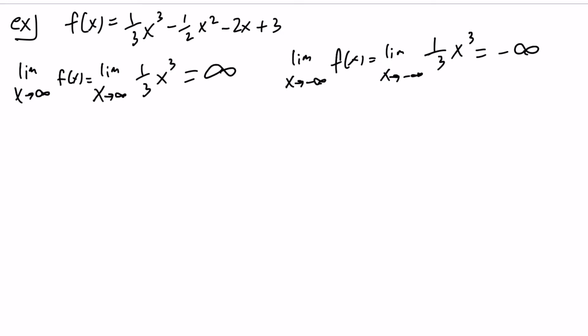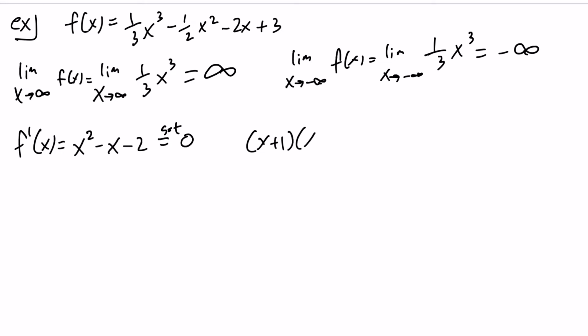And now let's find our transition points. Okay, we begin by finding our critical points. We take the derivative, we get x squared minus x minus 2. We set that equal to 0. We can factor this out to be x plus 1 times x minus 2, equals 0. And so this means we have x equals minus 1 and x equals 2 are the critical points.